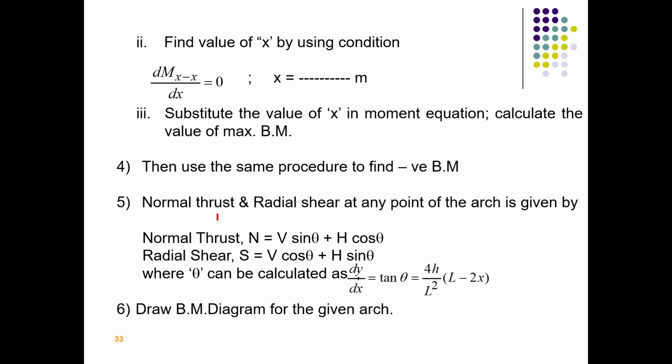Step number 5 is to find the normal thrust and radial shear at any point of the arch. For example, normal thrust is found by V sin theta plus H cos theta, and the radial shear is found by V cos theta plus H sin theta, where theta can be calculated as dy by dx equals tan theta, and it has this formula. And finally, draw the bending moment diagram for the given arch, once you get the bending moment.